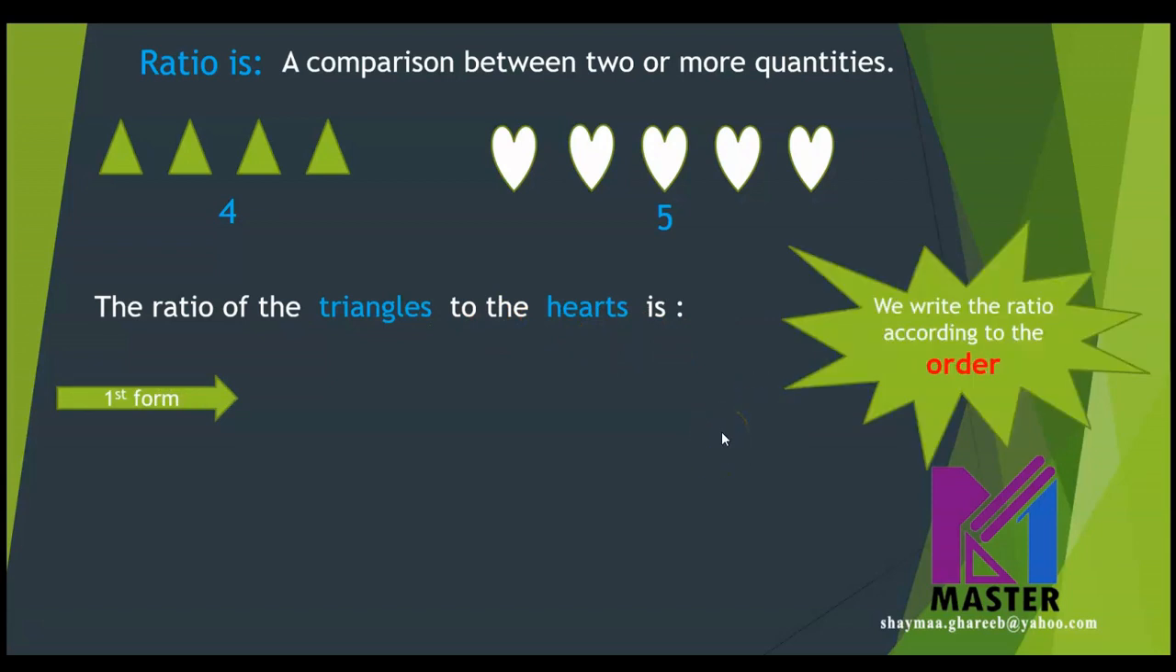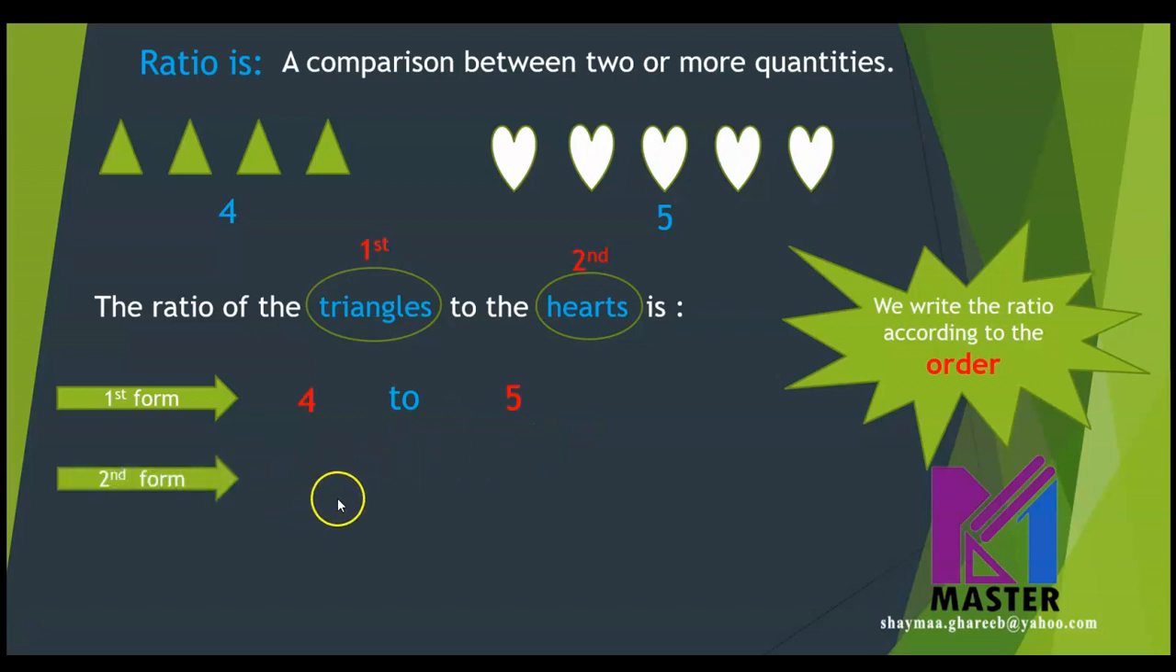write the ratio according to the order. What does it mean? What comes first, which is the triangle, should be written first. So the number of triangles should be written first, then I will write the word "to", then I will write the number of hearts, which is 5. So the ratio is 4 to 5. The ratio of triangles to the hearts is 4 to 5.